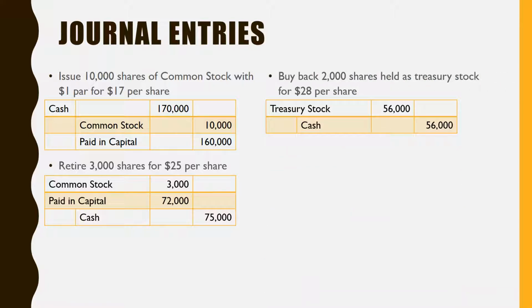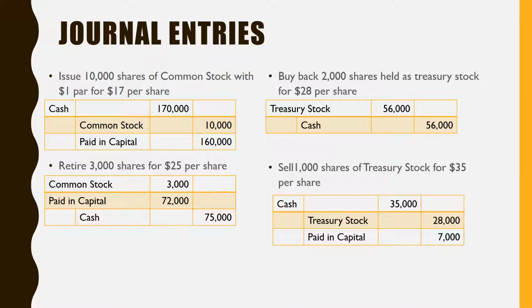Rather than retiring, I could buy back some shares and hold them as treasury stock. And the advantage here is I can always sell those if I decide to, whereas once you retire it, you can't resell those. So let's say I buy back 2,000 shares for $28, so it's going to cost me 28 times 2, that's $56,000. Just put all that in treasury stock. That's the cost of the treasury stock. Notice treasury stock has a debit balance because it reduces the amount of stock that is outstanding.